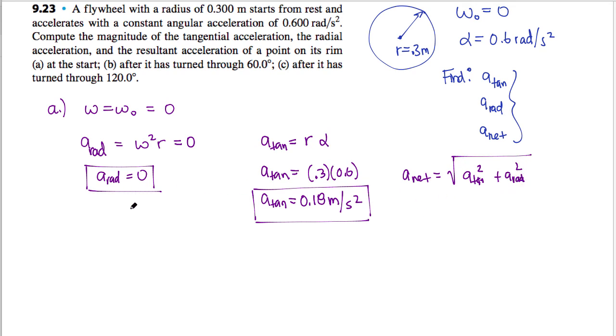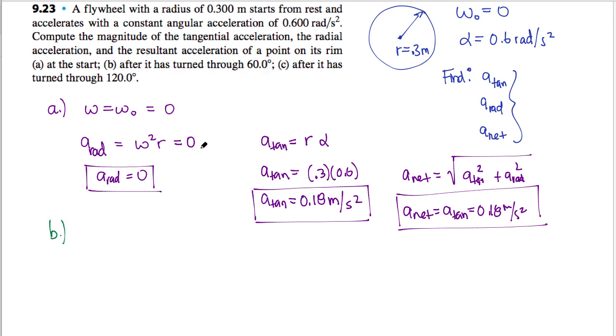So, since radial is 0, that means that my net acceleration is just equal to the tangential acceleration. So for this instant, a net is going to be equal to 0.18 meters per second squared. Now that is just for that instant, because when we go to B, we want to know what's happened after it has turned through 60 degrees. So delta theta is equal to 60 degrees, which in radians would be, well, we have to multiply by pi over 180. We would end up with approximately 1.047 radians.